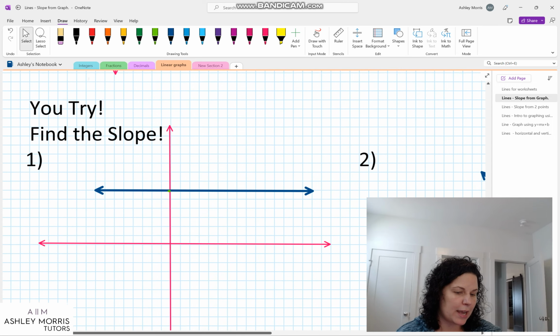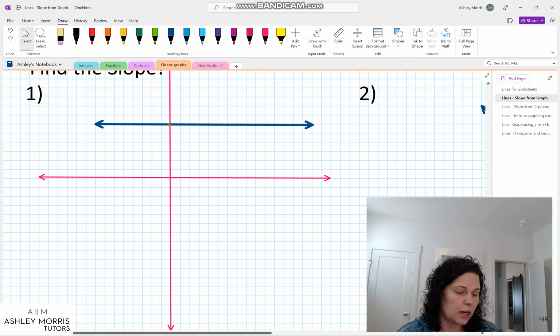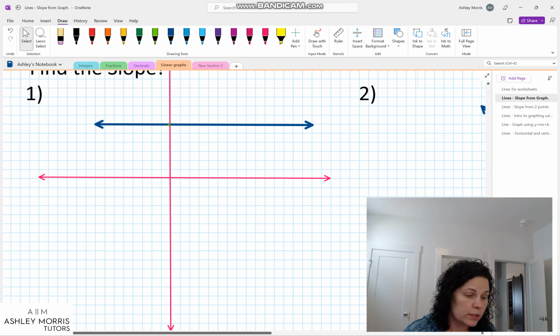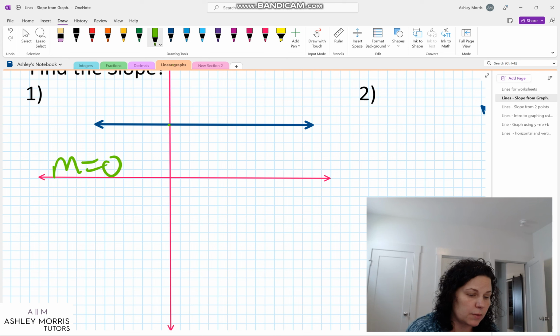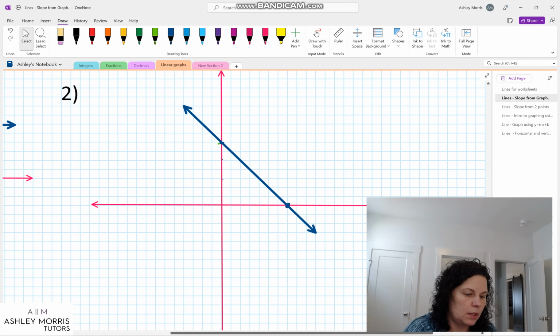Now you try. I can only put one on here at a time, so we'll just do one at a time and just keep pausing. Horizontal slope, m equals 0. Again, we went up 0 and then over like 2 or 3 or negative 2, whatever.